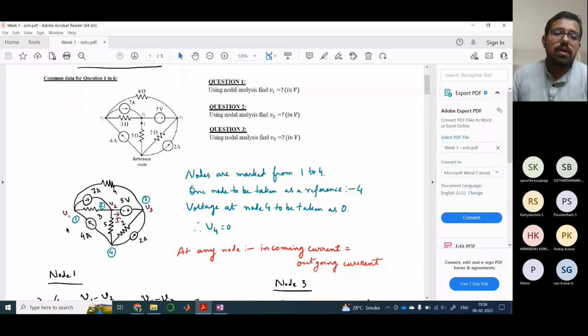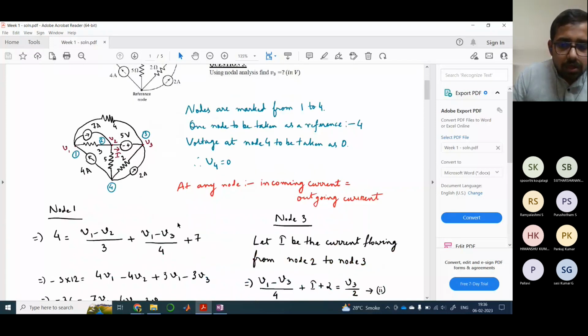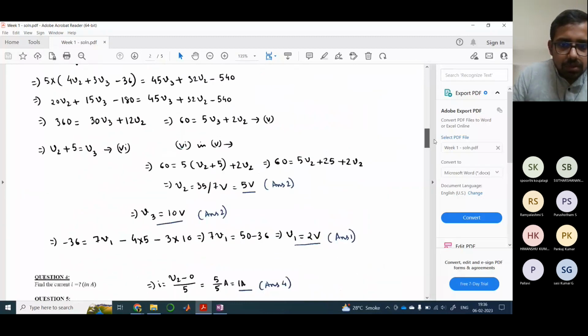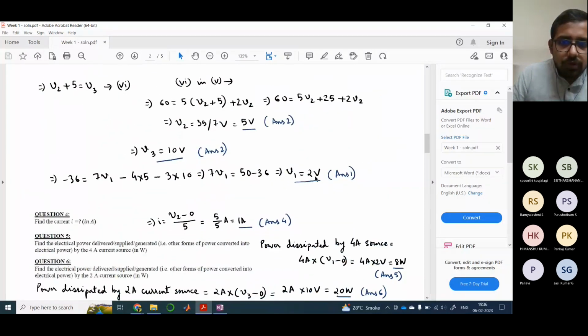So let's say my 4 ampere source is dissipating some power through it, and it is connected between node 1 and 4. Therefore we need to find out what is the voltage difference between 1 and 4, and just multiply that with this 4 ampere source. That would do it, as simple as that. We know the voltage of node 4 is 0 volt, and we just calculated the voltage at node 1, which was nothing but 2 volt.